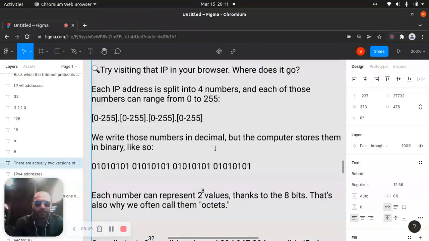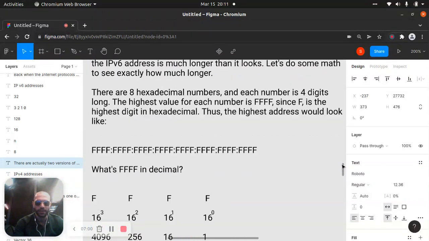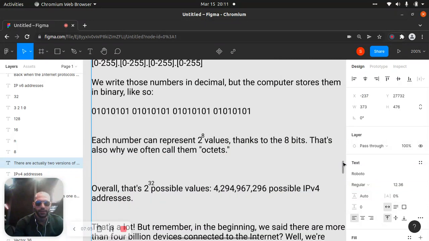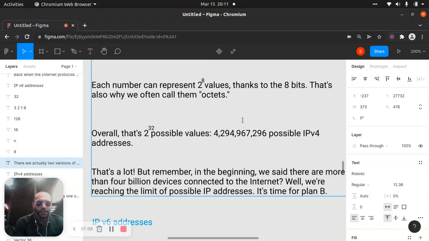We write those numbers in decimal, but the computer stores them in binary. So that's the binary computer language. Each number can represent 2 to the power of 8 values thanks to the 8 bits. That's also why we often call them octets. So octet is always used for 8 bits, in binary numbers.